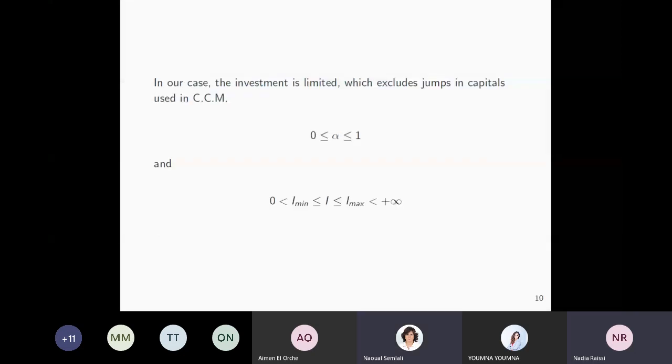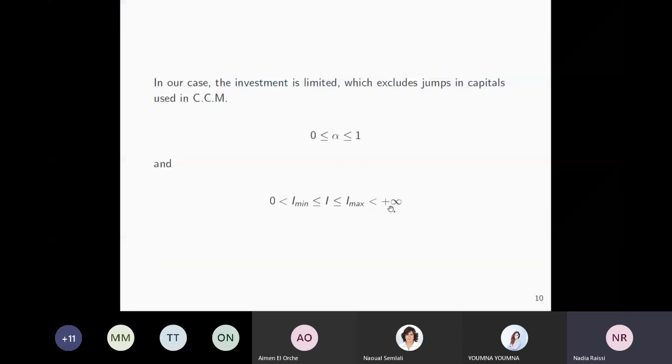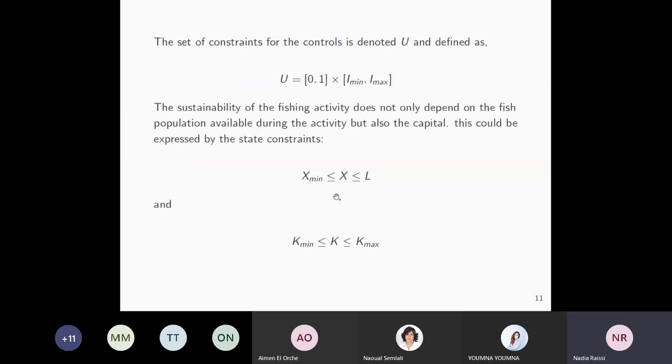Our control will be subject to these constraints: alpha should be between 0 and 1, and E, which is the investment this time, is between 0 and infinity. Going back to the CCM model, you can see that E there was equal to infinity. However, in our model, we say that investment equal to infinity is impossible, so it should be bounded by an E maximum value. This creates a new set of constraints on the control, which is a rectangle, 0, 1 times E minimum, E maximum.